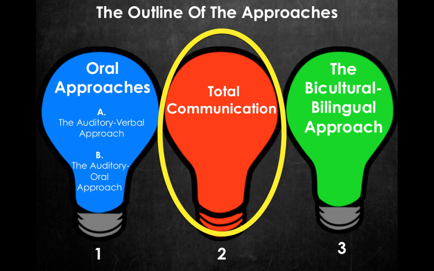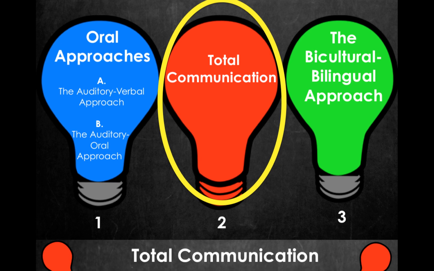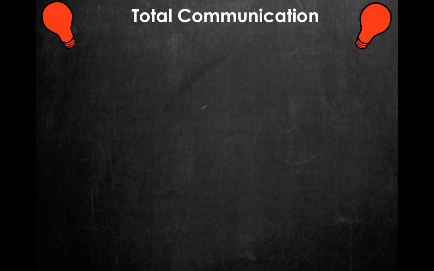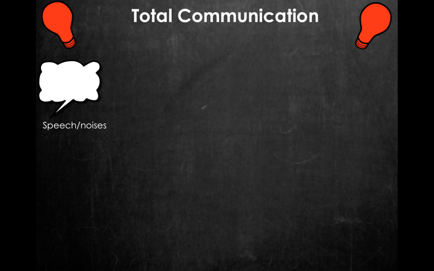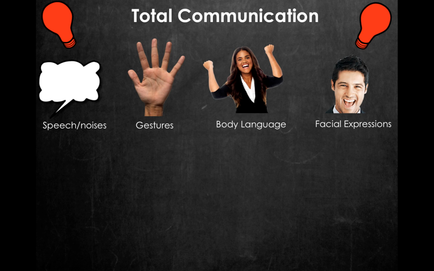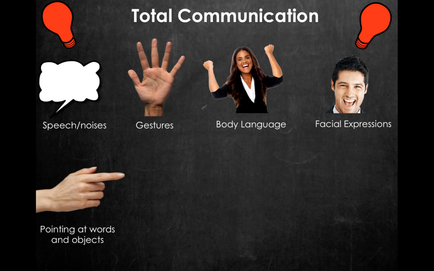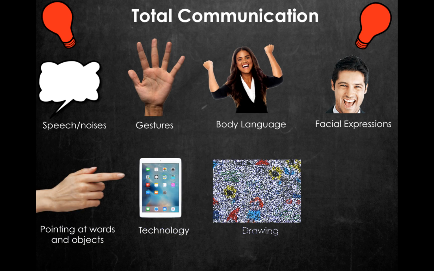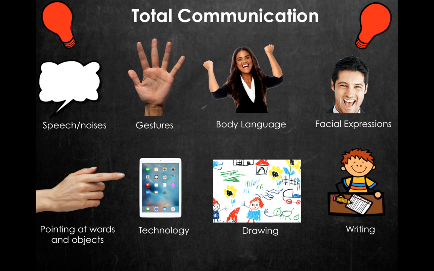So back to the outline, we're going to look at the second one now, which is total communication. Total communication is pretty self-explanatory, and it includes anything. So speech, noises, gestures, body language, facial expressions, pointing at words and objects, technology, drawing, and writing. So anything that basically helps a child communicate to someone who is a hearing child or also a deaf or hard of hearing child.